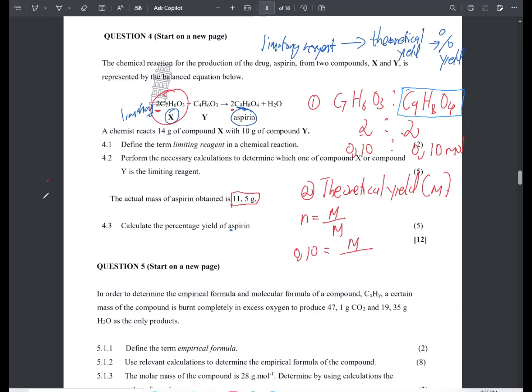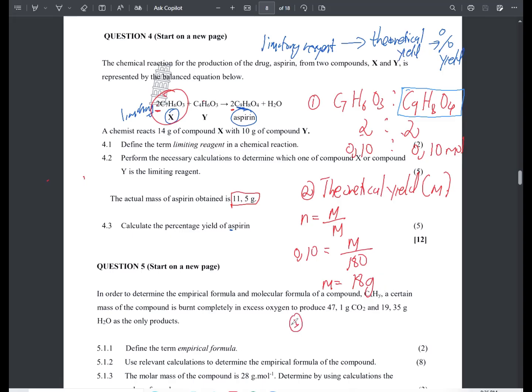So now, when I say C9, that will be 9 multiplied by 12 plus 8 multiplied by 1 plus 4 multiplied by 16, right? And then we get 180. So 180. When we cross multiply here, our mass will be 18 grams. So this is the theoretical yield.